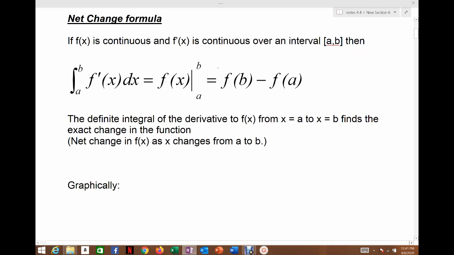Well, the net change theorem is specifically looking at the function if it's a derivative. So what we're integrating, we know, is a derivative, and we know the derivative is continuous. We know the original function, which we're actually not going to find. That would be initial value problems, which we did in 4.1. We're actually not going to find it. But what we are going to find is an exact change in that original function between A and B.